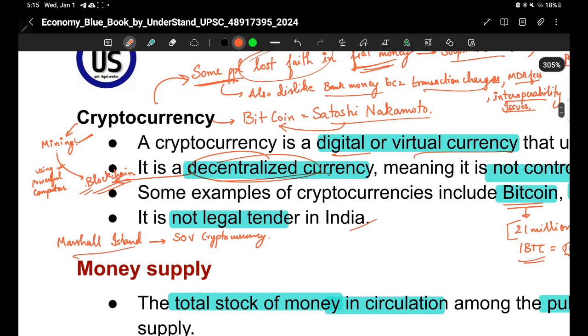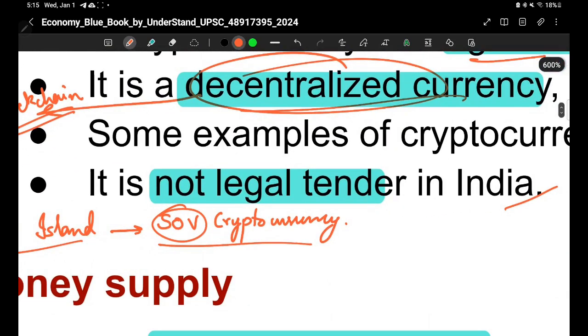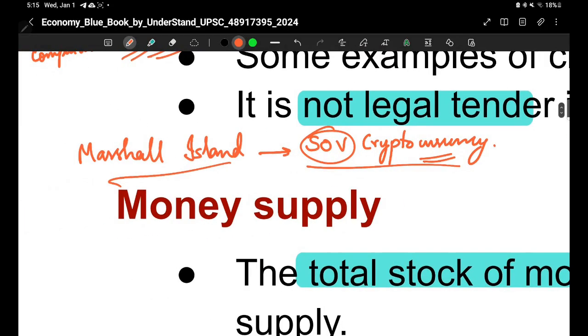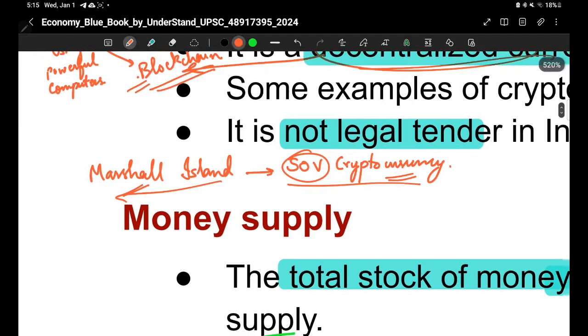Okay, Marshall Island, they introduced this SOV currency. SOV means sovereign currency. It is a type of cryptocurrency which is a legal tender in Marshall Island. It is near US. So they have two types of legal tender. One is SOV and one is US dollar.